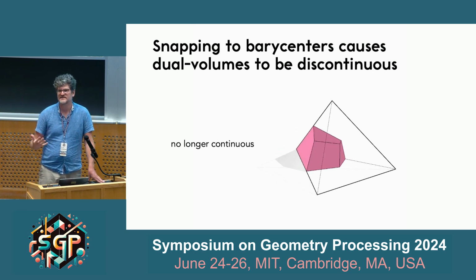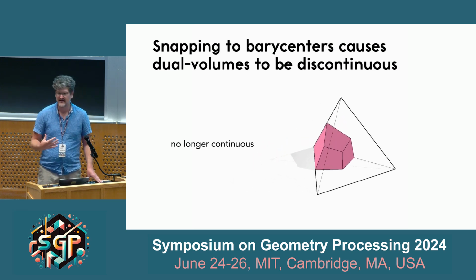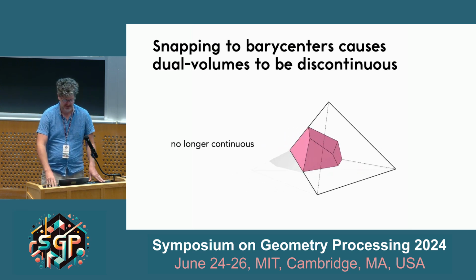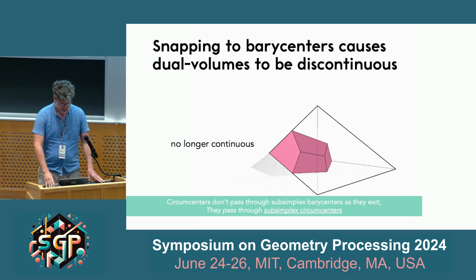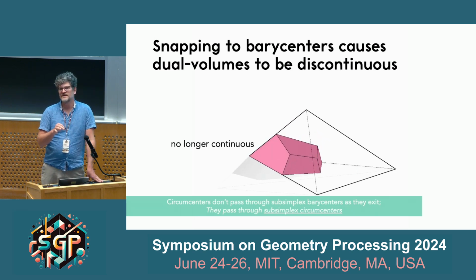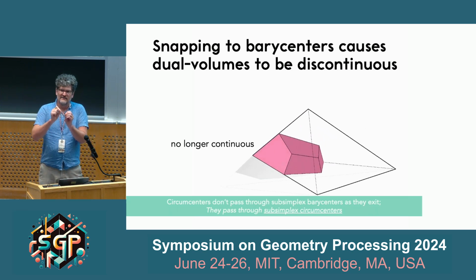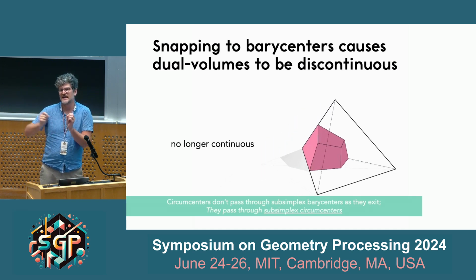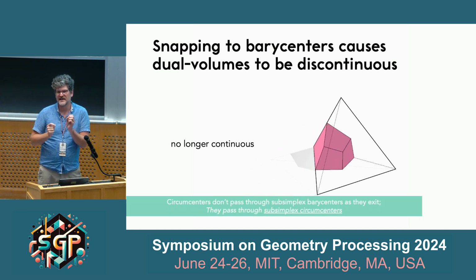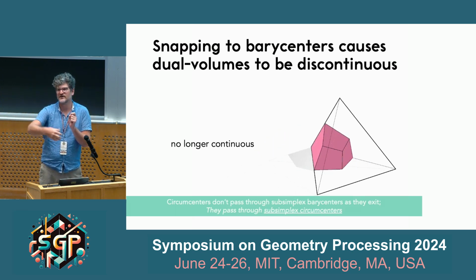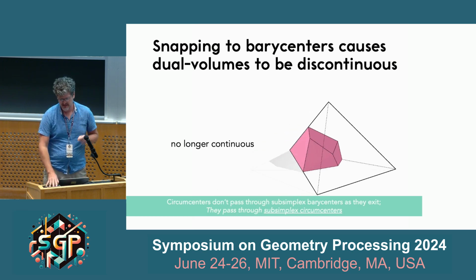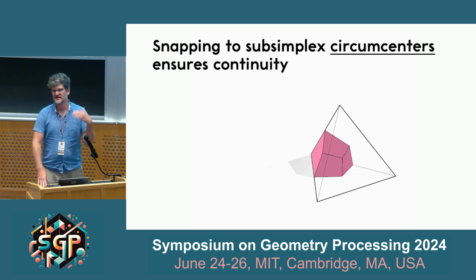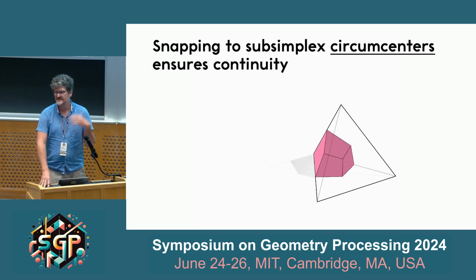And then maybe the most obvious thing that we see in this animation is that it's not continuous. So we see popping around and the volume is changing with respect to the tet vertex positions. I think the key problem here is that as a circumcenter is leaving its corresponding subsimplex, it does not exit through its barycenter. It actually exits through a circumcenter of some yet other subsimplex. And so a natural attempt at a fix here is to snap to the subsimplex's circumcenter. And here we see a continuous change.